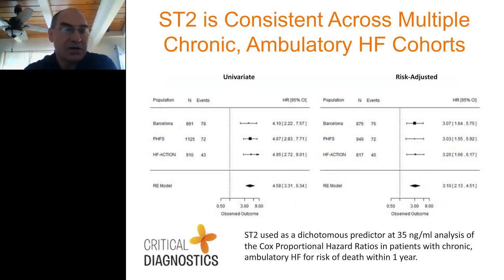Now, a test also needs to be consistent. So this is a summary analysis from 3 different cohorts. These are all ambulatory heart failure cohorts, so they're well-managed outpatients. The first 2, the Barcelona and the PHFS, that's Penn Heart Failure Study, these are community cohorts. So these are all comers.